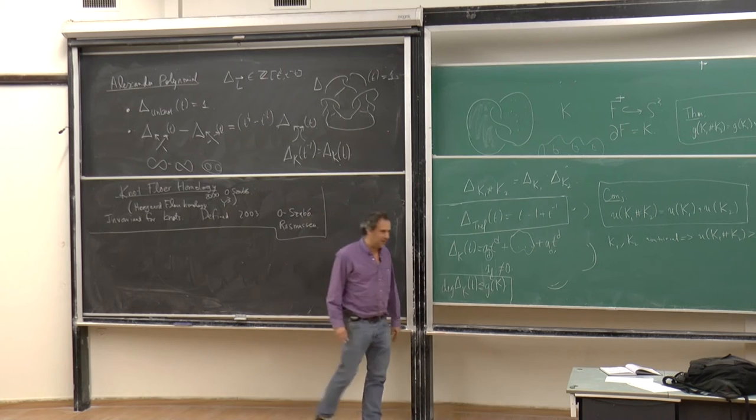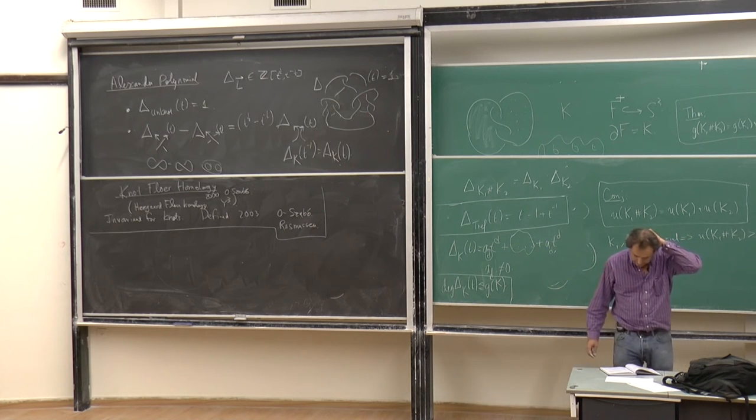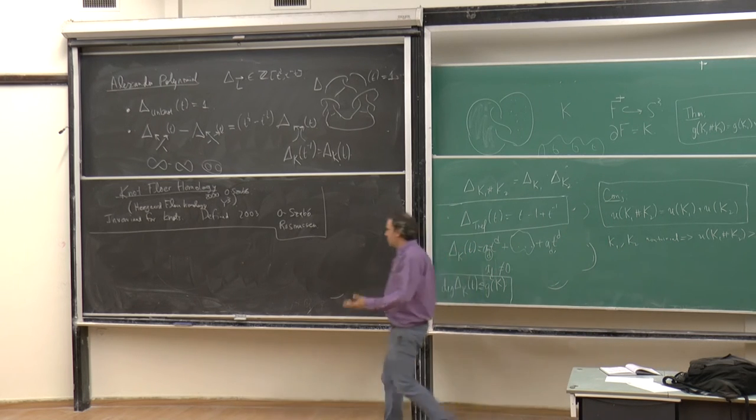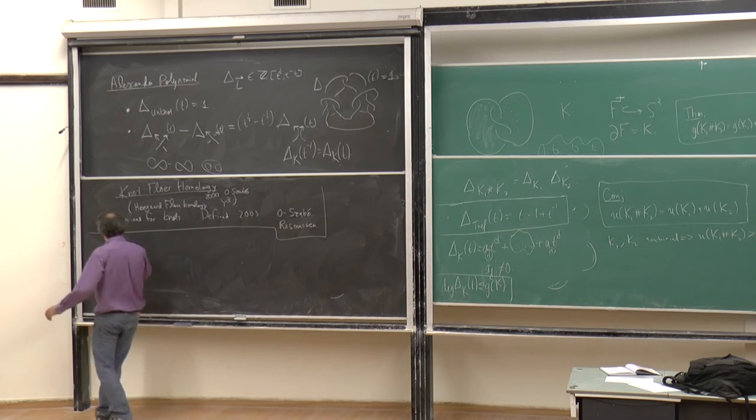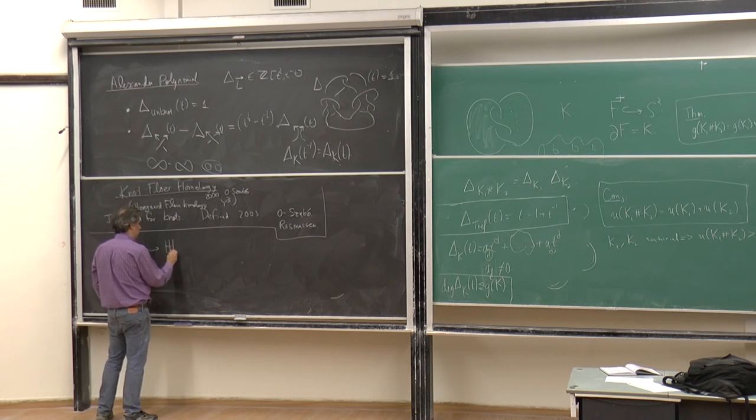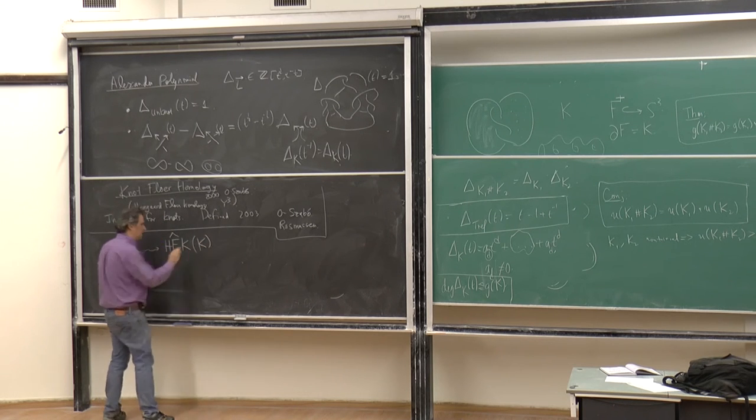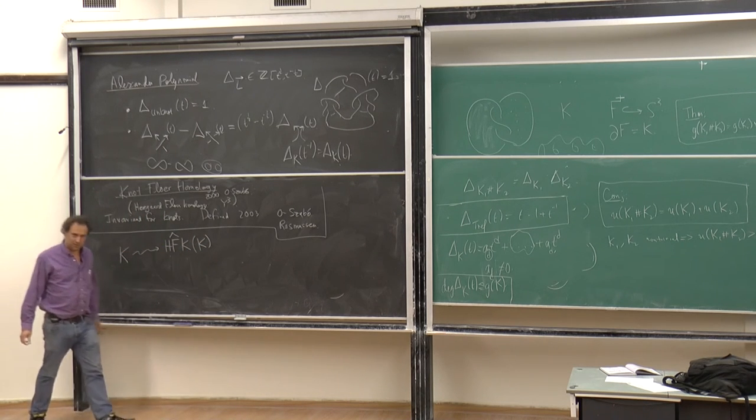So, knot Floer homology. What is knot Floer homology? There are two versions of it. Let me first talk about the simplest version, which we call HFK hat. This is a bigraded abelian group.